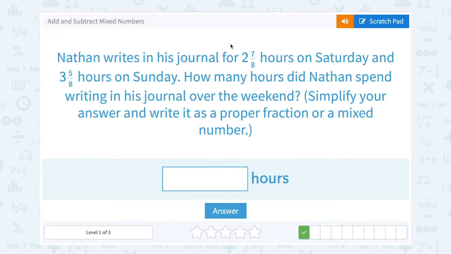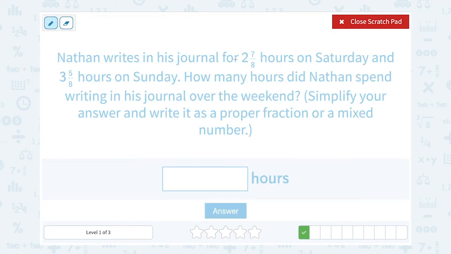Nathan writes in his journal for 2 7/8 of an hour on Saturday and 3 5/8 of an hour on Sunday. How many hours did Nathan spend writing in his journal over the weekend? Okay, well, since he wrote for some hours on Saturday and more hours on Sunday, to find the total, we're going to add those together. Okay, so we want to add 2 7/8 plus 3 5/8.